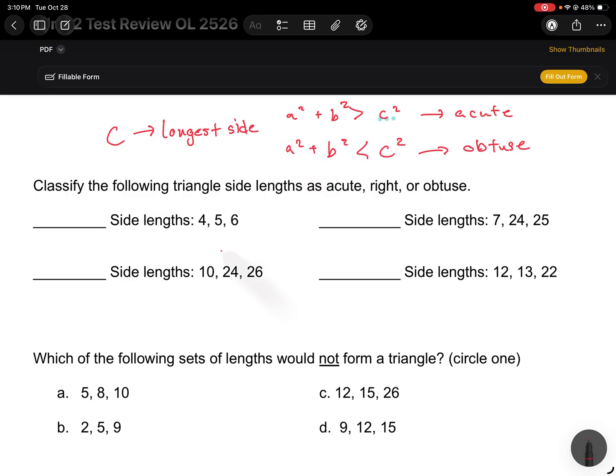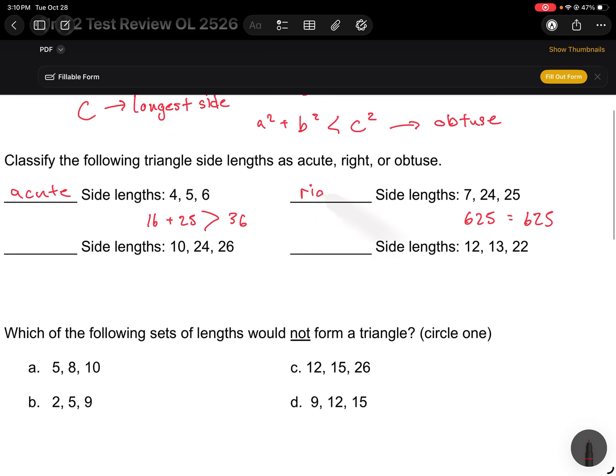So here c would be 6, so I'll have 16 plus 25, and then 36. Looks like this is bigger, so this would leave me with an acute triangle. And then same thing for my other ones. This gives me 625 equal to 625. So this is a right triangle.